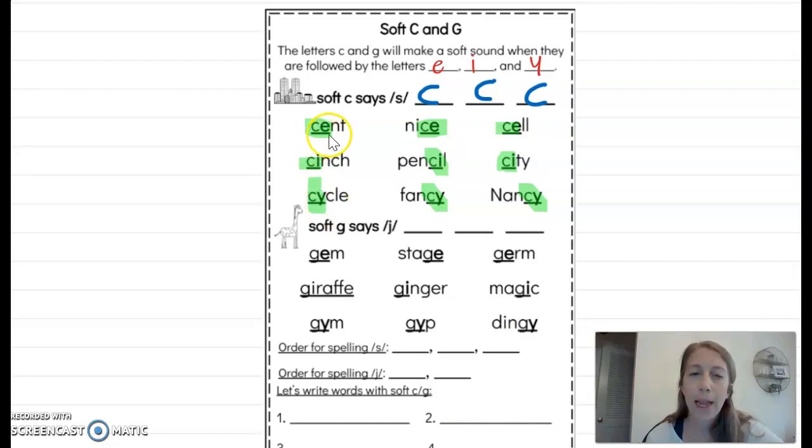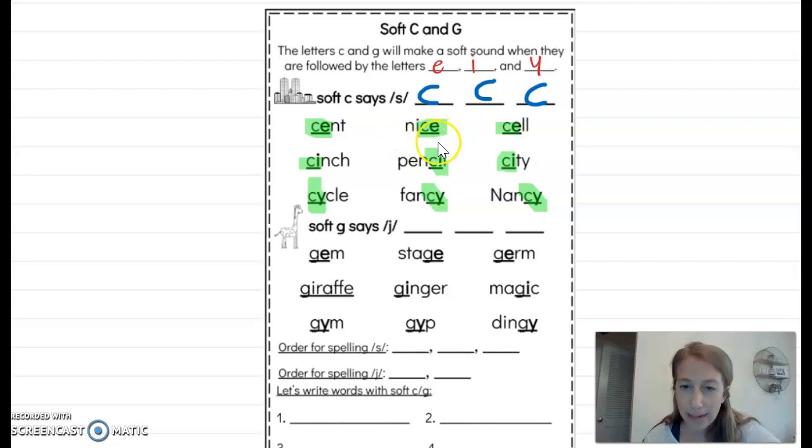So the first one, I know that the C and E is going to say, or that the E is making the C say S. So S, nt, ending blend. Cent. The penny is 1 cent. And our next one, this is also sort of acting like a magic E. This E is doing a lot of work. It's telling us that that C is going to make a soft sound and that I is going to say its name.